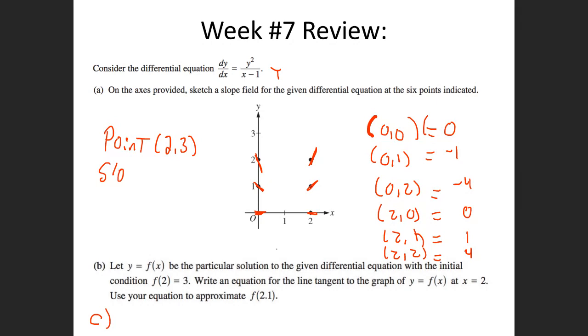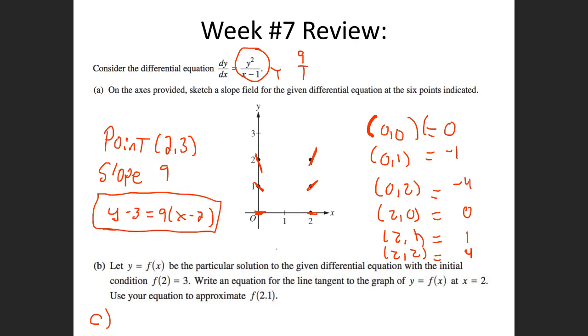So what is my slope? Well, I'm given a function to find the slope. If I put 2 in here, that's going to give me a 1 on the bottom. If I put 3 in there, it's going to be 9. So my slope is going to be 9. So I can write an equation: y minus 3 is equal to 9 times x minus 2. Now, usually we leave our answers in point slope form. Unless it tells us to write it in a different form, we usually just leave it in point slope form.